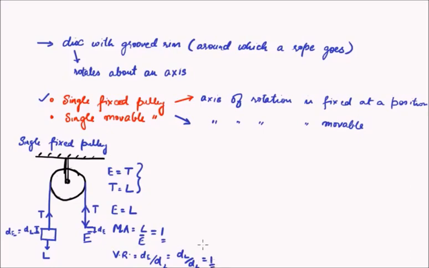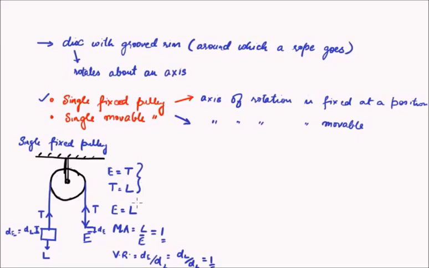And what does this mean? This means that there is no gain in speed and there is no gain in effort. So the only thing that the single fixed pulley is doing is changing the direction of the load, which is actually advantageous to us in scenarios like pulling out a bucket of water from a well.